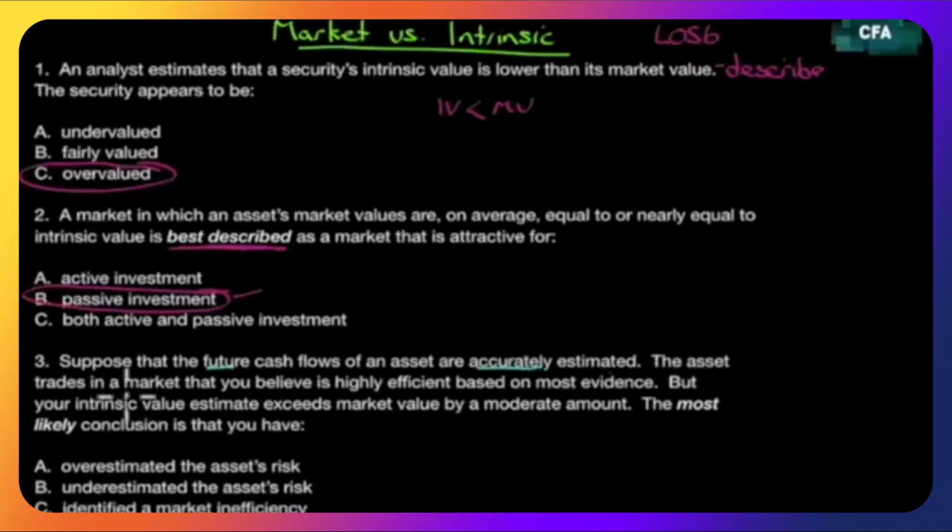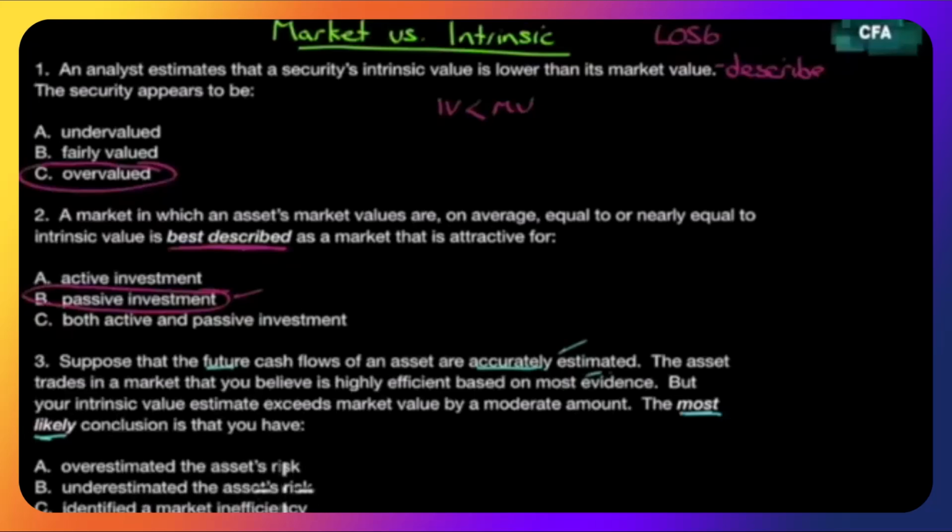I'll give you that. The asset trades in a market that you believe is highly efficient based on most evidence. So it's asking us to assume two things. You got accurate estimates, you got a highly efficient market, but your intrinsic value estimate exceeds market value by a moderate amount. So more than 10%. The most likely conclusion is that you have overestimated the asset's risk, underestimated the asset's risk, or identified a market inefficiency.